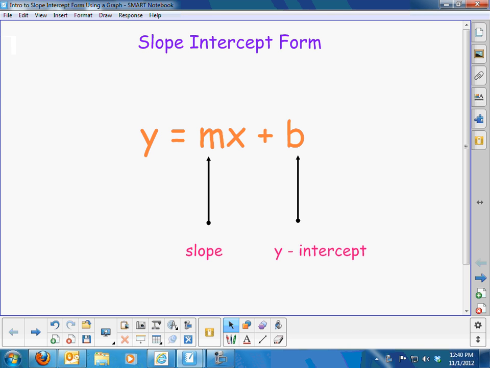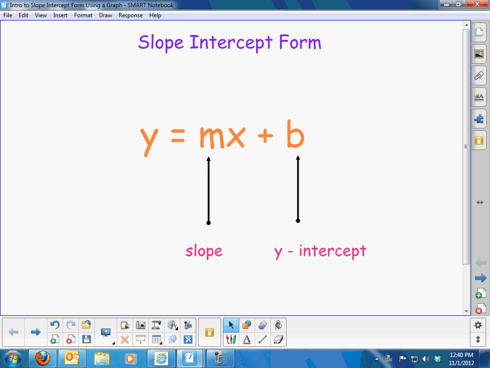Now, in class earlier this week, we did quite a bit of practice with solving equations for y, getting them to say y equals. I hounded you about making sure that you always put your variable term first, which was your x term, and then having your constant second. That was all for good reason.